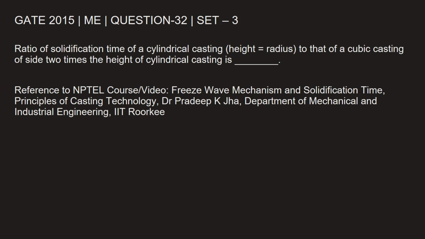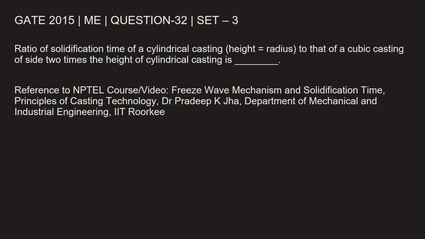This question is from GATE 2015, Mechanical Engineering paper, set 3, question number 32. Ratio of solidification time of a cylindrical casting of which height is equal to radius to that of a cubic casting of side 2 times the height of cylindrical casting is dash. Relation between the height and radius of cylindrical casting and the side of cubic casting is given here. We need to find out the ratio of their solidification time.